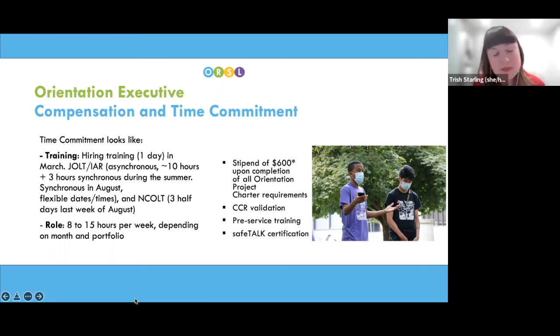So thinking about 8 to 15 hours a week, depending on the month. It does ebb and flow a little bit, and it also depends on which portfolio you're looking at. Right now, there is a stipend for anyone part of the orientation exec of $600. That is subject to change. However, it's only going to change in the plus, not in the minus. So definitely guaranteed that $600 stipend. You also receive CCR validation. You get all that pre-service training, and you also have the opportunity to get Safe Talk certification.